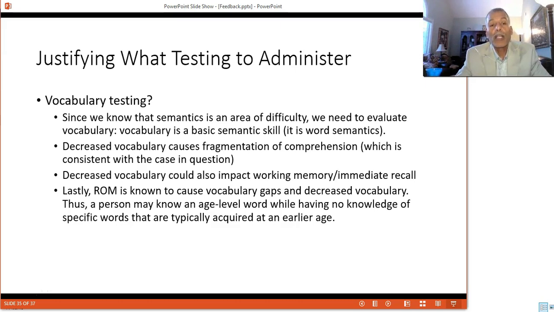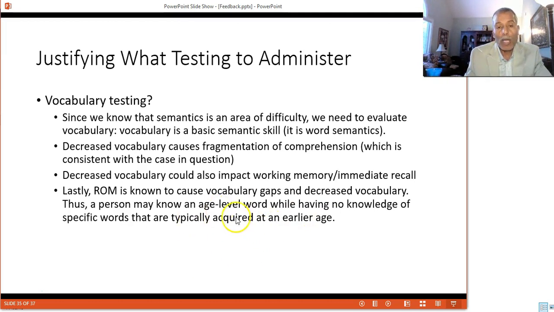Lastly, recurrent middle ear infections, or recurrent otitis media, are known to cause vocabulary gaps and decreased vocabulary overall. That means vocabulary is inconsistent. You might say if the child had frequent middle ear infections between ages 3 and 4, the vocabulary in that period of time is going to be affected. Then the problem went away and they are learning. They would know age-level vocabulary today. They are fine. But nothing is going to fill in the gaps that they lost in the past. So you're going to find gaps that must be filled.